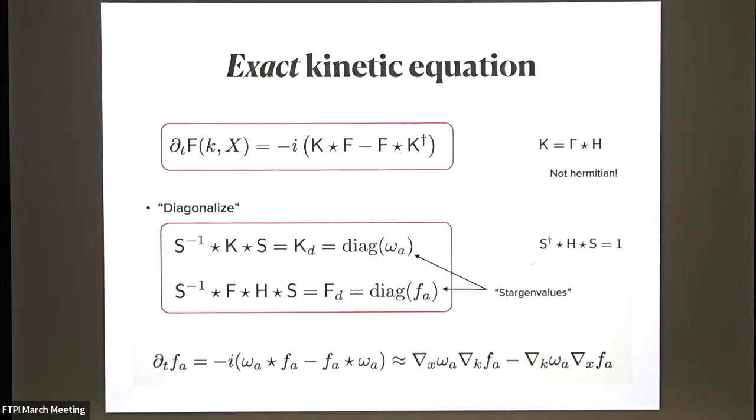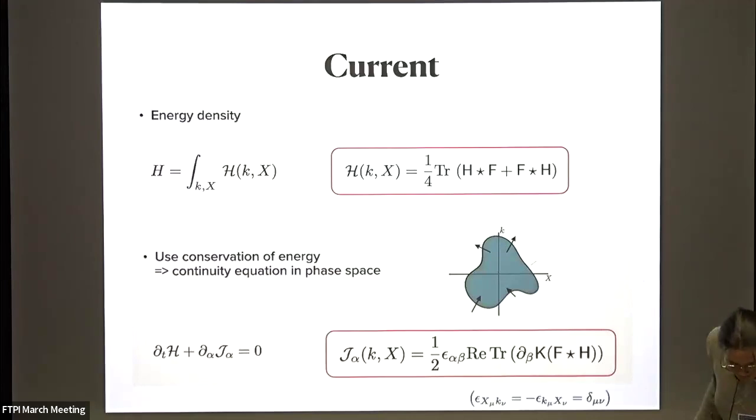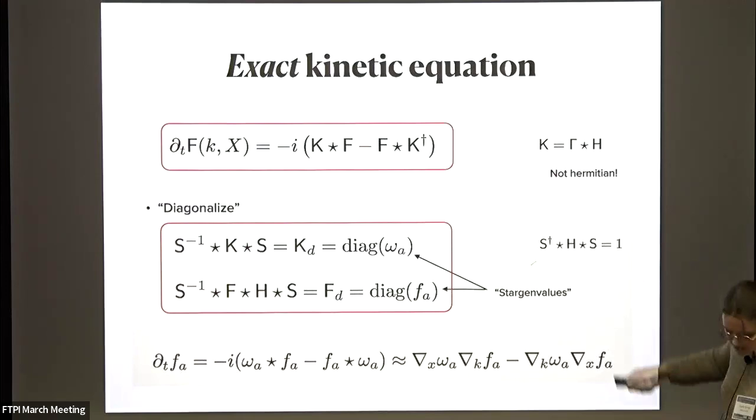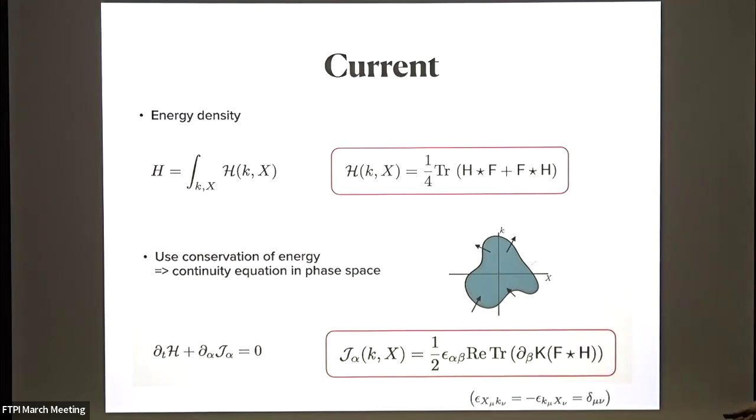If you want to recover the Boltzmann equation you were looking at, which I've been claiming is the first order approximation of all this, it doesn't have stars here. So you want to expand this, and it's the expansion of this kinetic equation. You can already see it starts to look like the Boltzmann equation. There are many intricate things because this object is not actually Hermitian, and so there are left and right star eigenvalues. But at the end of the day, you can construct exactly the energy density.